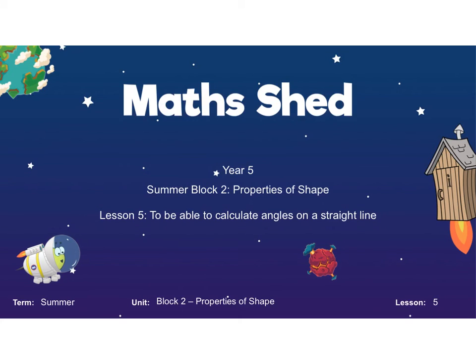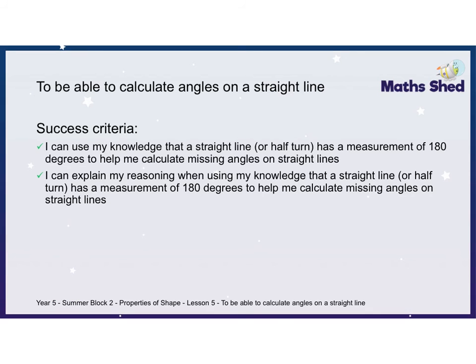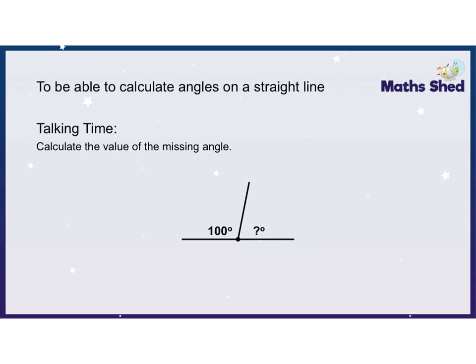Okay, so today we're going to calculate angles on a straight line. By the end of the lesson, you should be able to use your knowledge that a straight line or half turn has a measurement of 180 degrees, and explain your reasoning when using that knowledge. So let's take a look here.